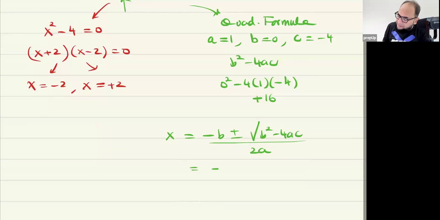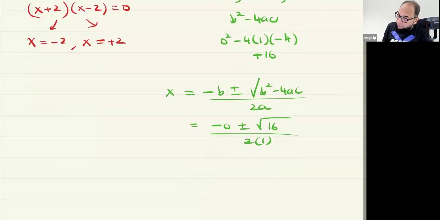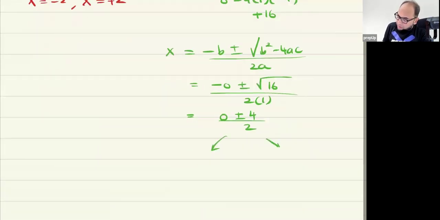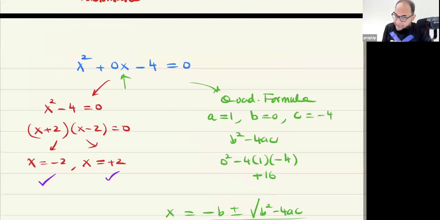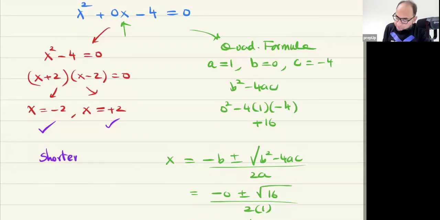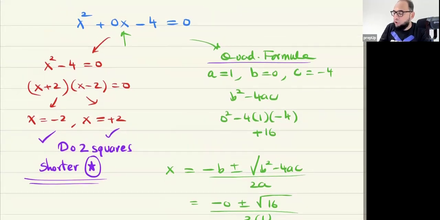Therefore, x equals negative b plus or minus the square root of b squared minus 4ac, the whole thing over 2a. This is negative 0 plus or minus the square root of 16, divided by 2 times 1. So this is 0 plus or minus 4 over 2. 0 minus 4 divided by 2 is negative 2. 0 plus 4 divided by 2 is positive 2, which is exactly the same as over here. Naturally, the difference of two squares is shorter, so we should be using this. Yes, we can use the quadratic formula, but as such there is no need.